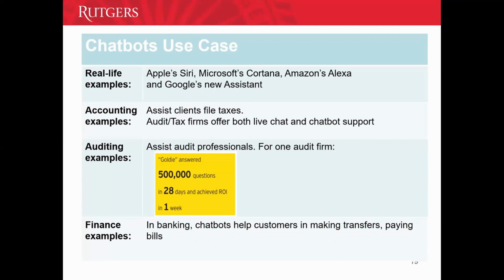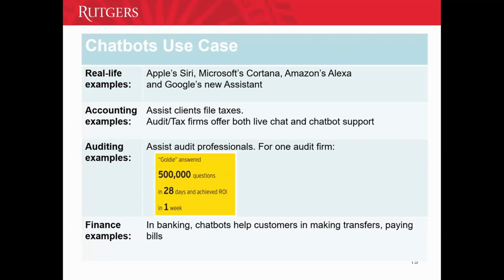However, EY was mentioning that they want to move this chatbot to do more practice or professional activities. And just within the first week of deploying this chatbot to answer human resource questions of their employees, that chatbot was able to answer 500,000 questions posed by employees. And within 28 days, that chatbot was able to save man hours equivalent to the amount of money that was invested to develop that chatbot. So in short, in 28 days, there was return on investment for that particular chatbot.